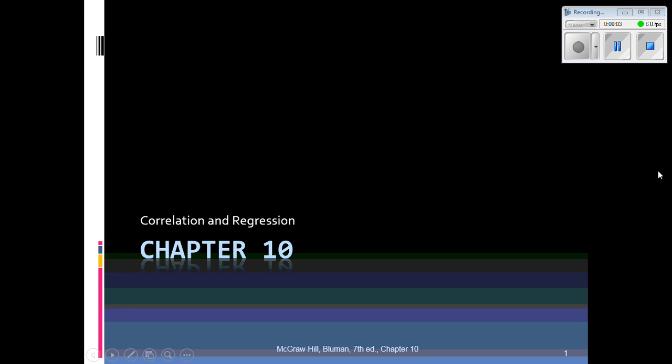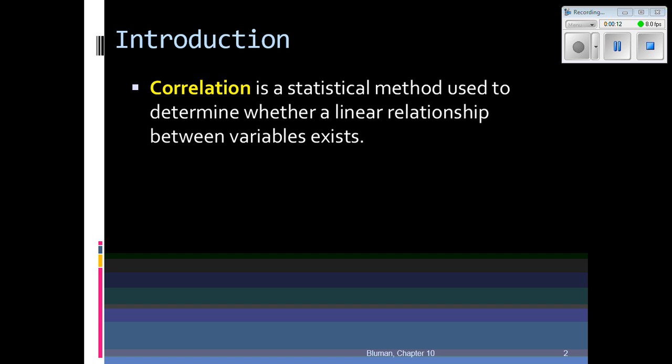Chapter 10. This chapter deals with correlation and regression. This is going to be our last chapter for the semester. So there's a little bit of a reason for celebration, right?